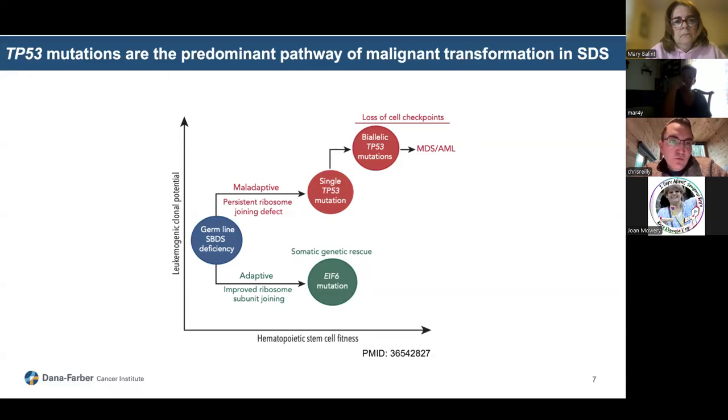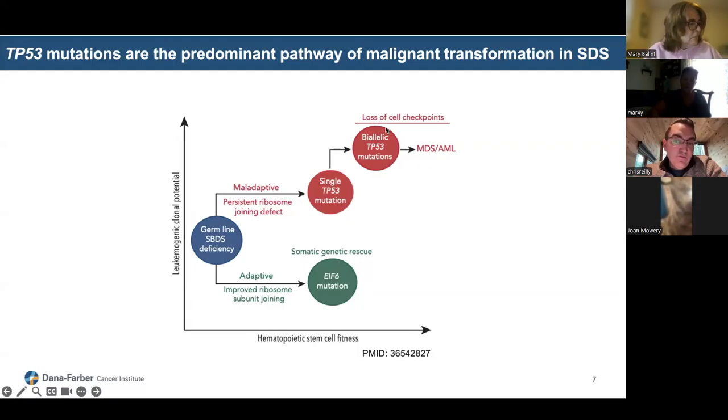But the major thing that really concerns us is when those cells that have a single P53 mutation develop another P53 mutation in the other copy in that cell. And it's in that context that patients will develop over time into things like MDS or leukemia. And what we've known for many years is that individuals that develop MDS or leukemia from these types of P53 mutations, unfortunately, don't do very well with our traditional therapies or even stem cell transplant.